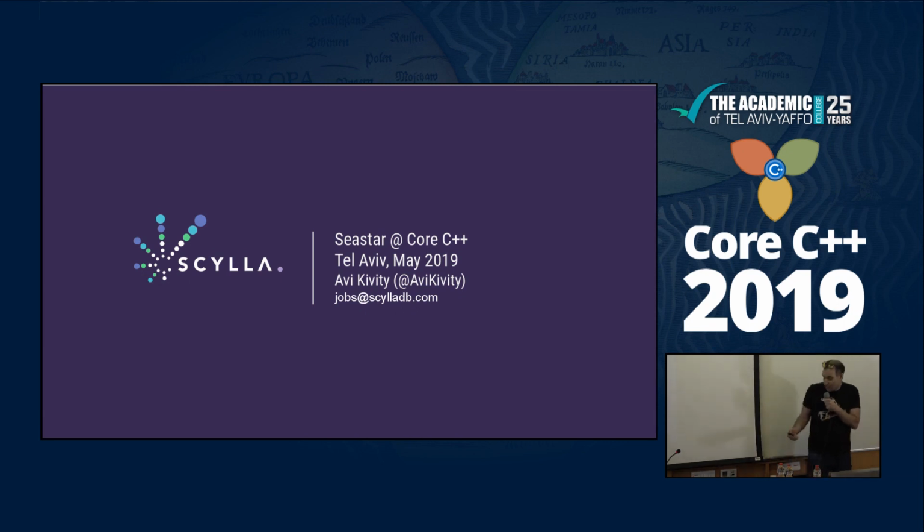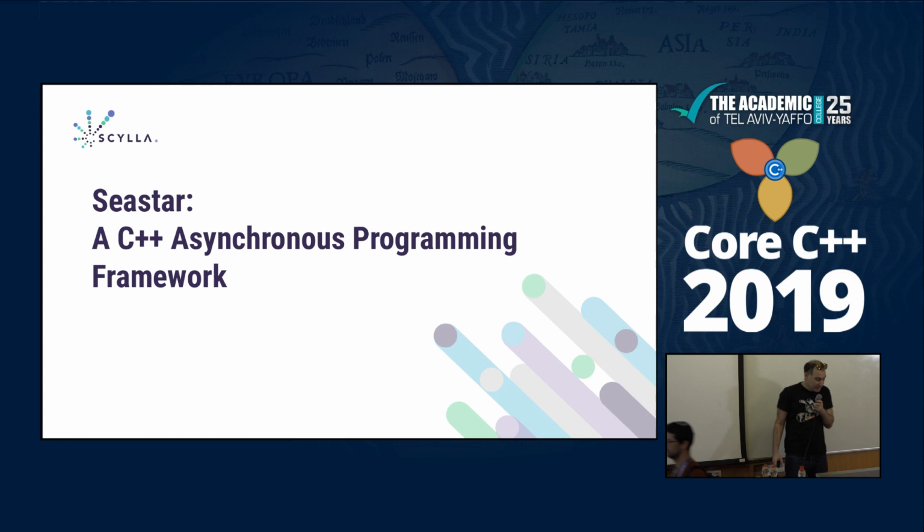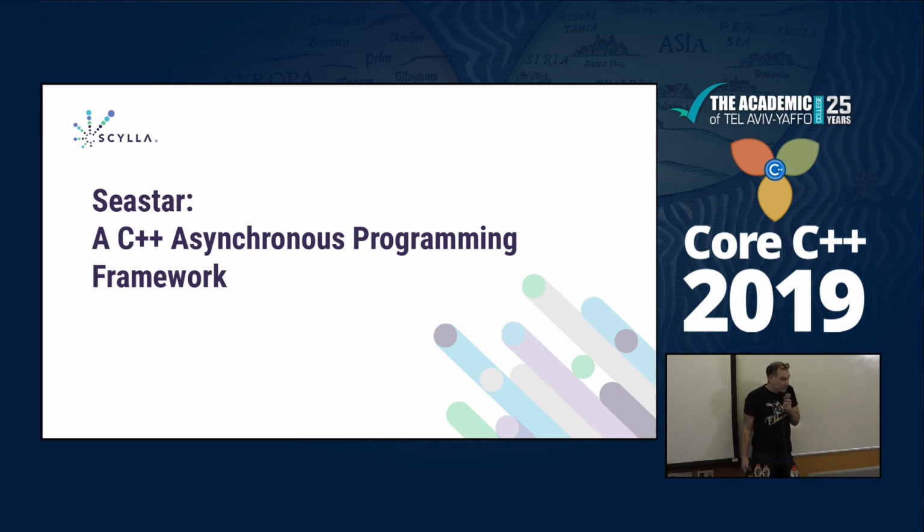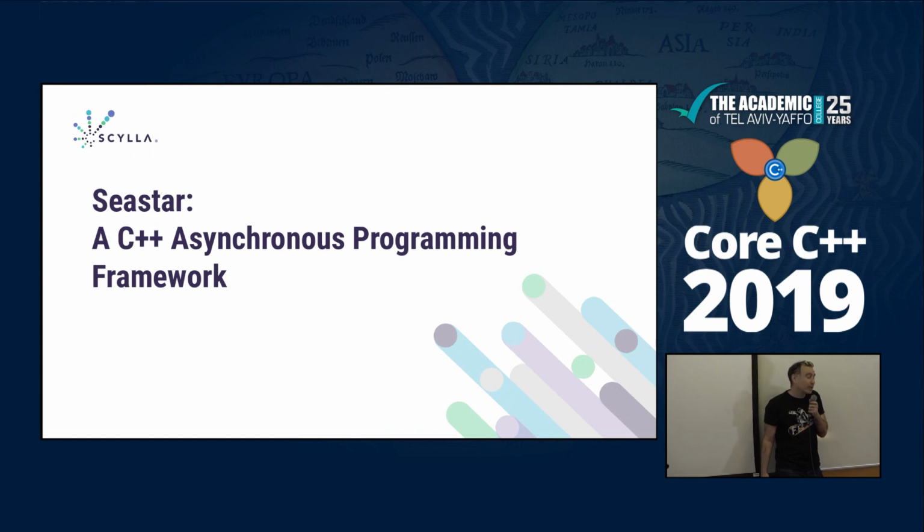All right, and with that out of the way, let's talk about Seastar. So Seastar is a framework for asynchronous programming, multi-core disk I/O and networking, written in C++, and that heavily leverages C++. So we require at the minimum C++14, and also work with C++17, and even use some features from C++20.